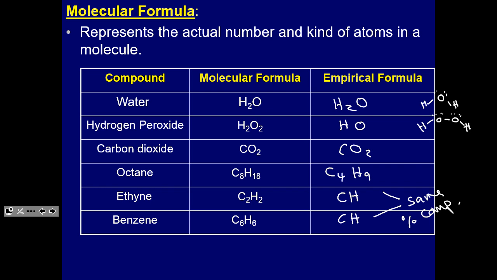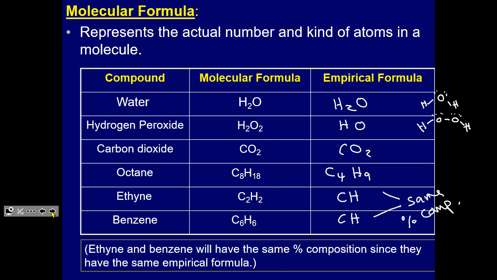Okay? All right? So empirical formulas are the simplest ratio. For ionic compounds, they're already in empirical formulas. For molecular compounds, we need to do another step to figure out what the molecular formula is. Today, I'm going to teach you how to determine empirical formulas, and then on Monday, I'll add the extra step to determine the molecular formulas. Okay, let's do some examples.